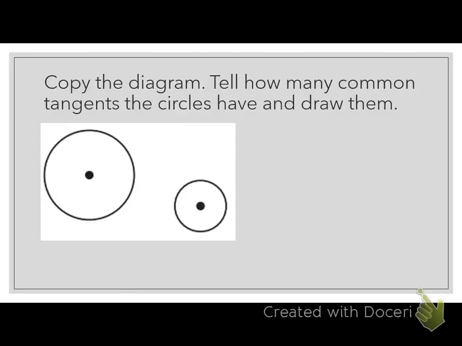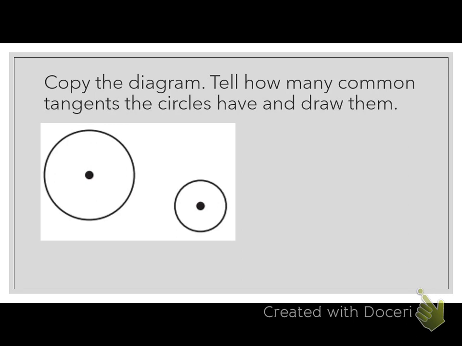So, starting with this, I just took questions off of the game we played, the ones we didn't get to, like this. It says tell how many common tangents the circles have and then draw them. What is a tangent, first off? It's a line that touches the circle once. So we're trying to find a common tangent that touches each circle one time.